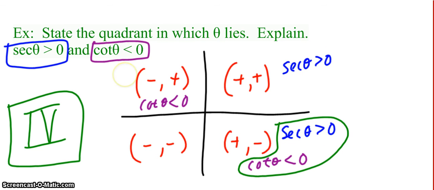Cotangent of theta, if that's less than 0, that means cotangent is negative. How does cotangent relate to the coordinates? Cotangent is x divided by y. And remember, if I divide two numbers and I get a negative value, that means one of them had to be negative and one of them had to be positive. Therefore, in the 2nd quadrant and the 4th quadrant, those are the two quadrants where cotangent will be less than 0. So now I look at this little grid that I drew, and which one has both? That is the 4th quadrant. That's my answer.